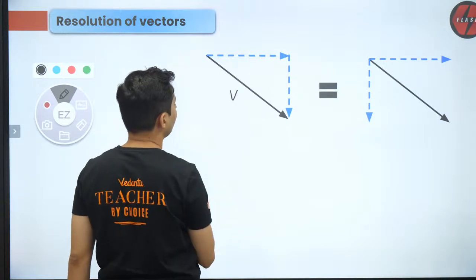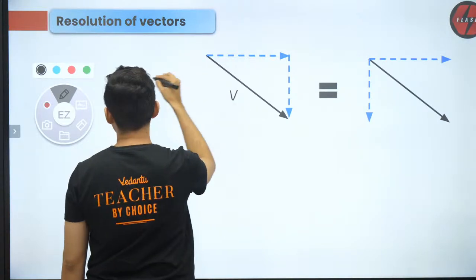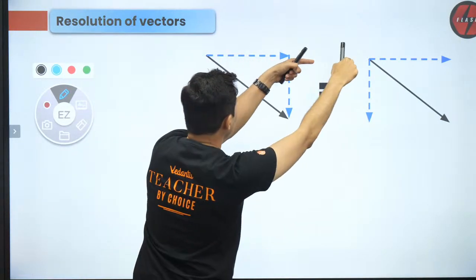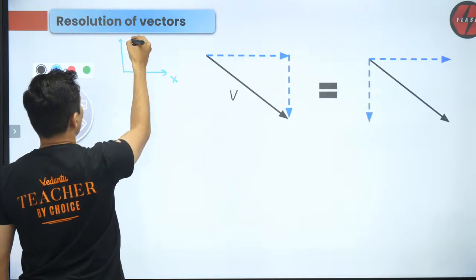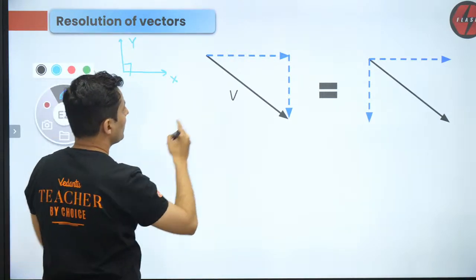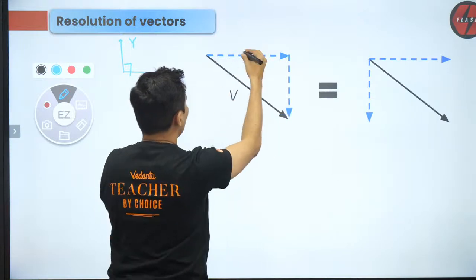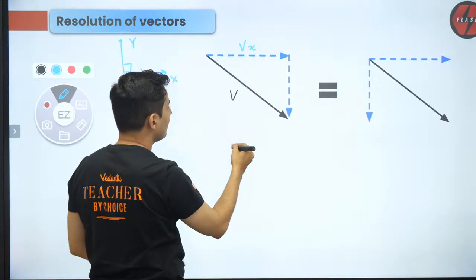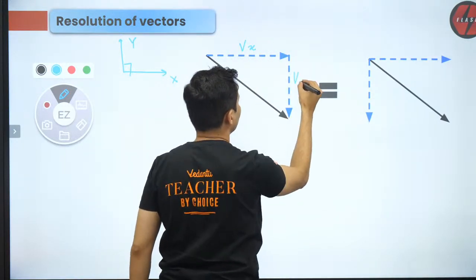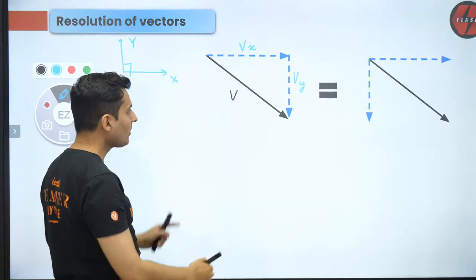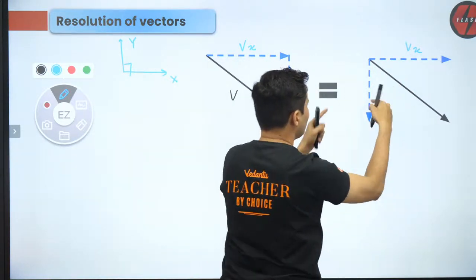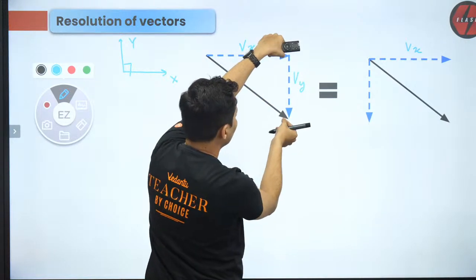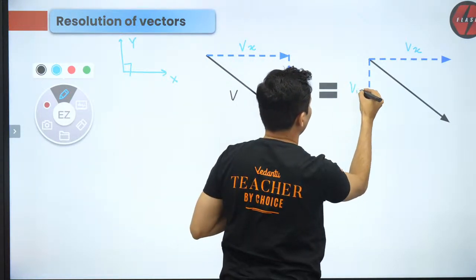Now, let me call these components as something. Let's say this is my vector V. This is my x-axis, suppose, and this is my y-axis, suppose. This component, which is along the x-axis, I'll call Vx. This component, which is along the y-axis, I'll call Vy. Because these are the same vectors, just shown in a very different way. This Vy is same as this Vy.